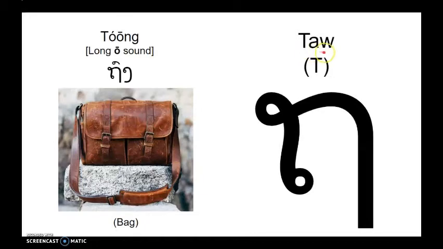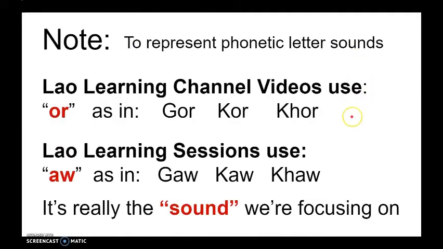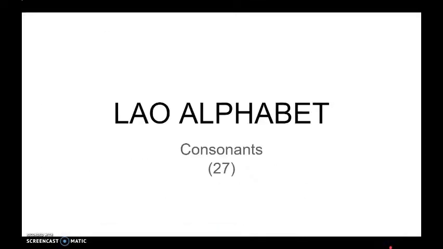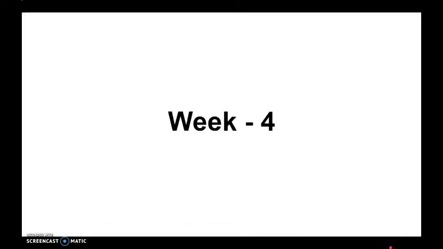This week you'll see not just AW, but next to it you'll also see the OR spelling, just as a reference. To wrap that up, Lao Learning Channel uses OR for the aw sound, as in gaw, caw, caw. And in our Lao learning sessions, we use AW to make that same sound. But literally, it's the sound that we're focusing on. So let's go ahead and get into our lesson for this week, week 4.